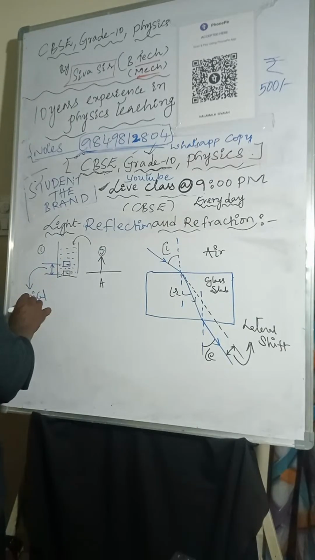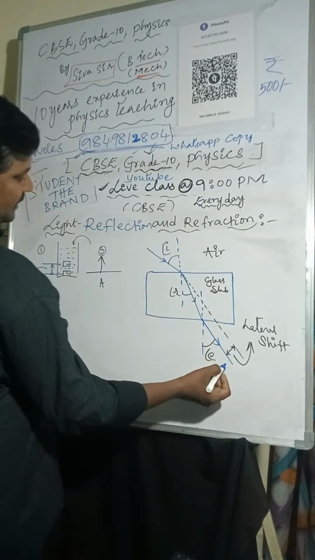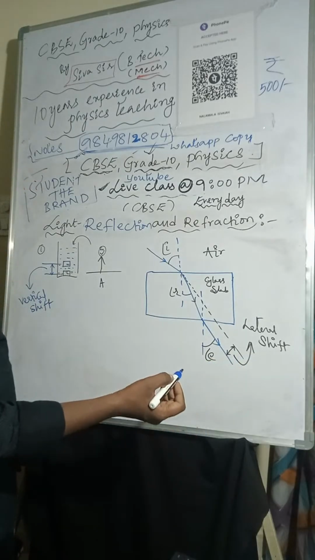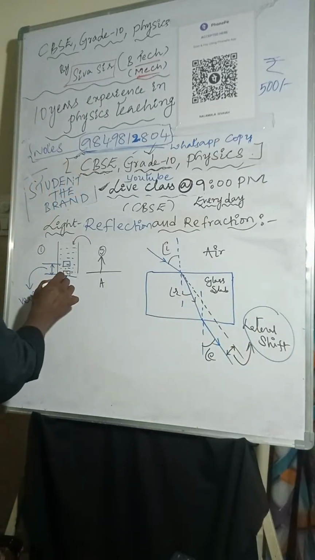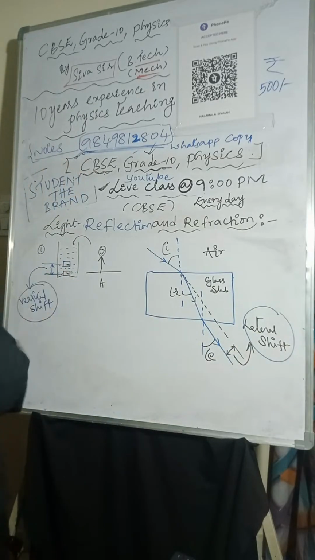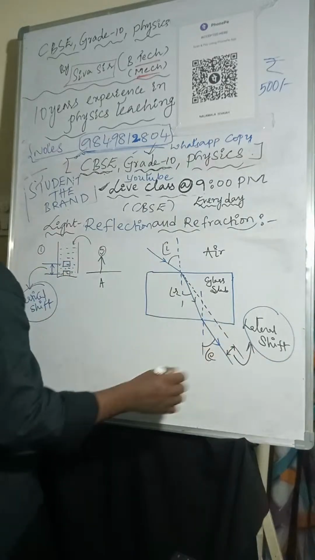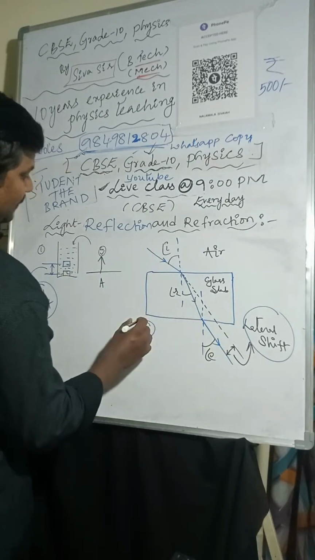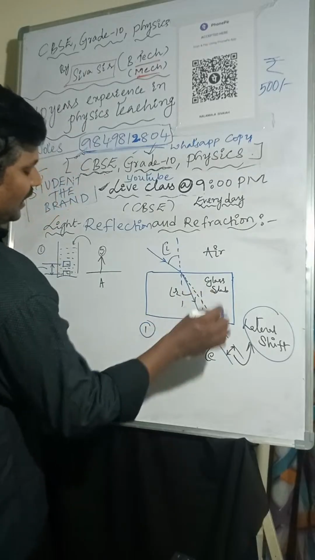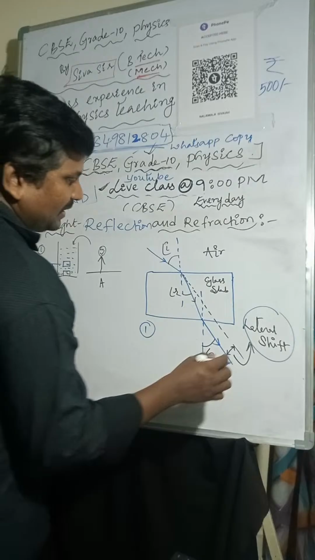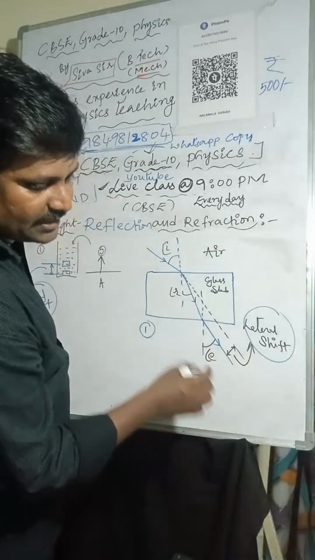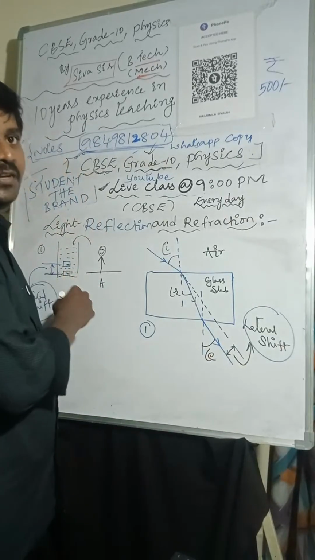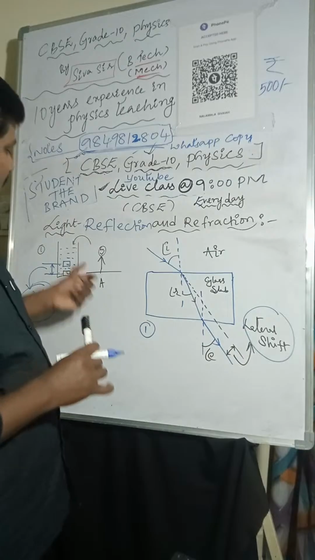Vertical shift. So lateral shift is the distance between the emergent ray and the initial direction of the incident ray. The distance between actual position and apparent position of the object is called vertical shift. Very, very important. And lateral shift depends on some factors. On what factors does the lateral shift depend? It is due to refraction. Yes, because of refraction only it will happen.